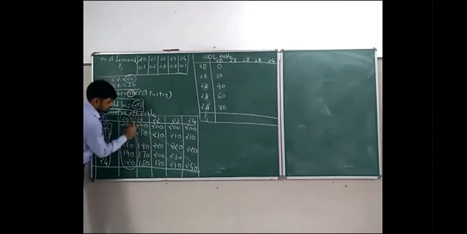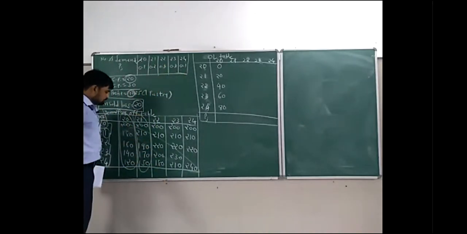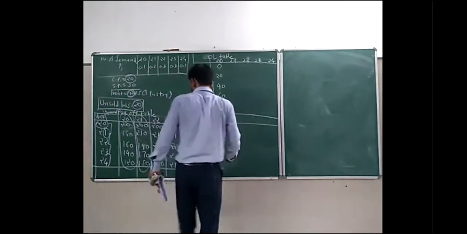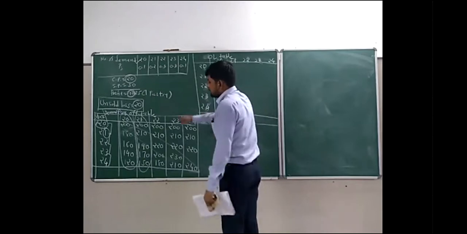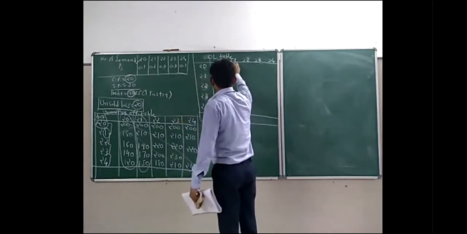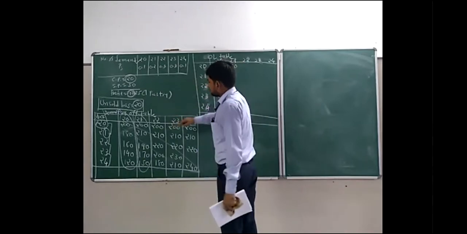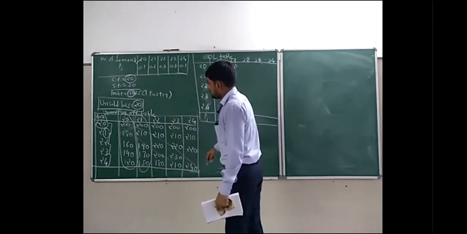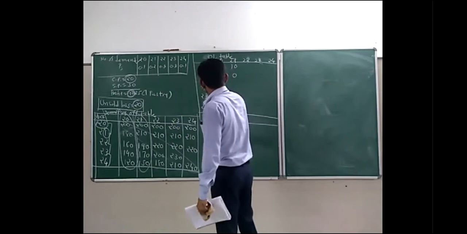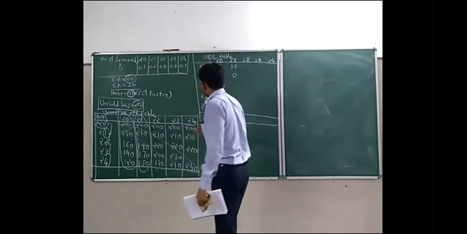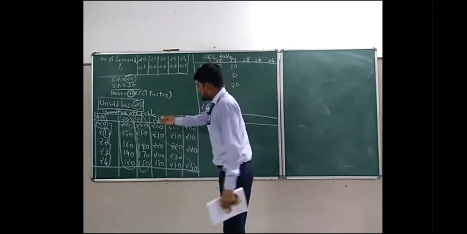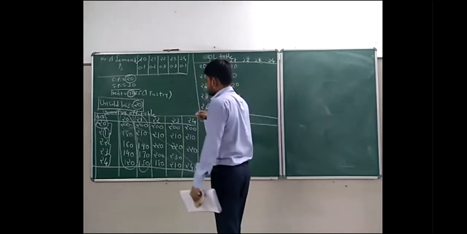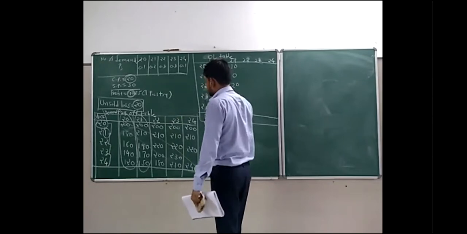Similarly, we'll find for the second column. Okay, so it is 210 maximum, so subtract all from 210, so it is 10. 210 minus 210, 0. Then 210 minus 190, 20. 210 minus 170, 40. And 210 minus 150, that is 60.